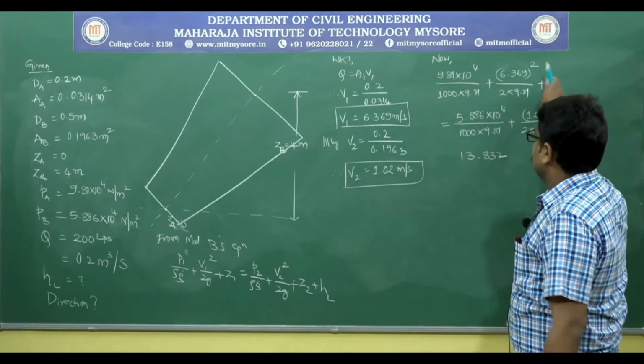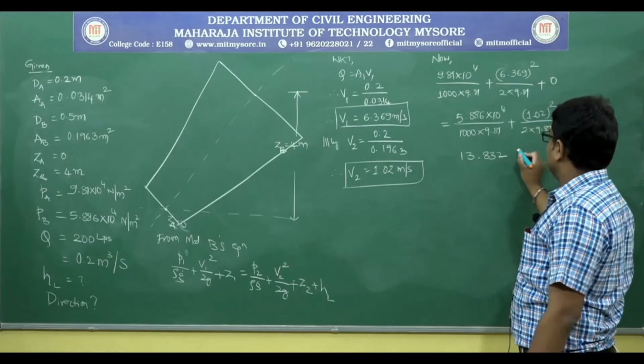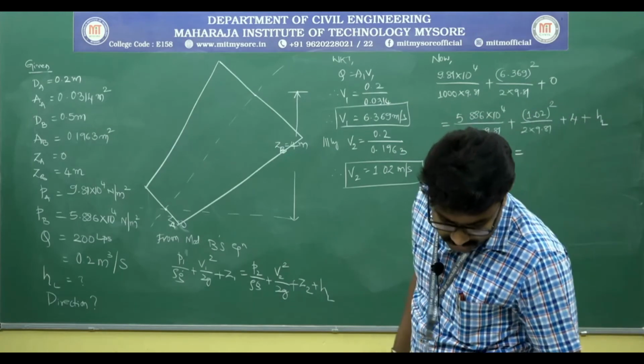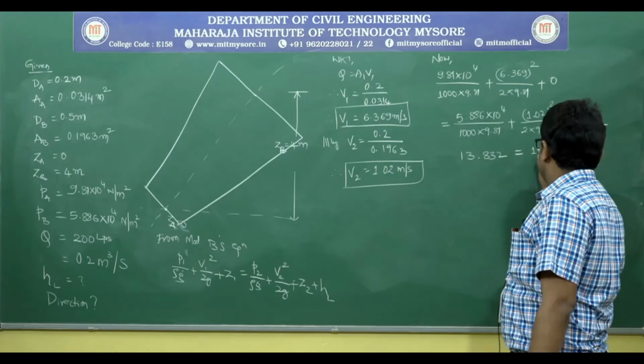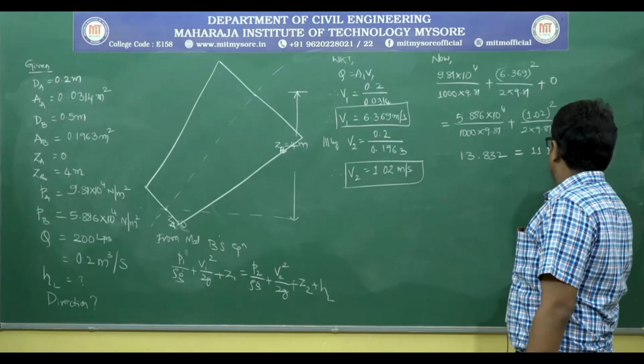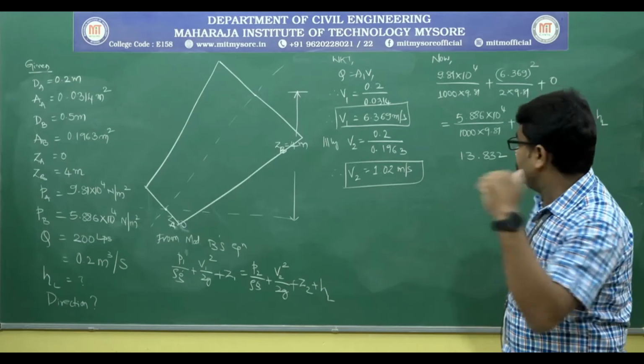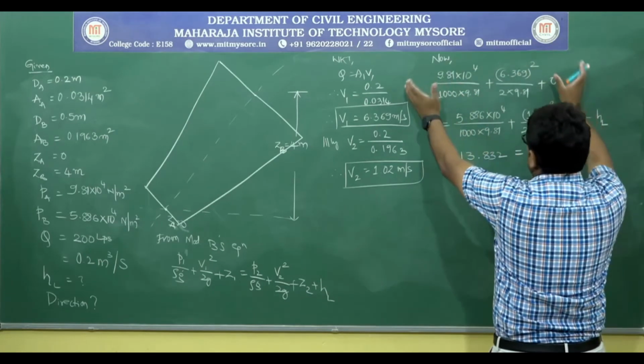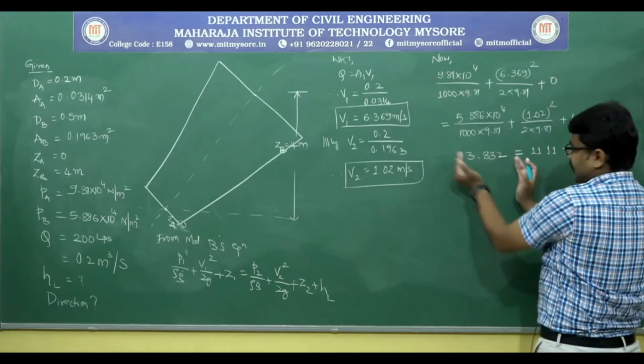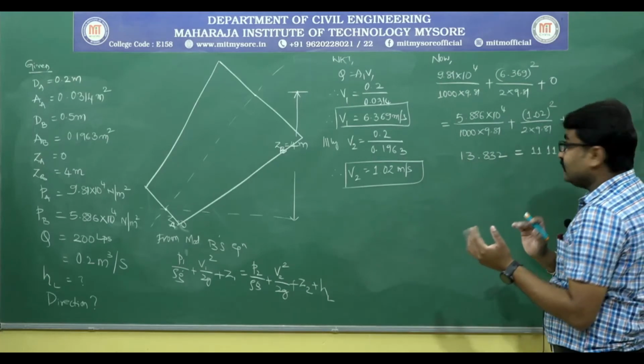13.832. If you solve this, you will get 13.832. This must be equal to 11.11 plus HL. Just observe what I have done. I have calculated this entire part, that is total energy at section A, which comes out to be 13.832.